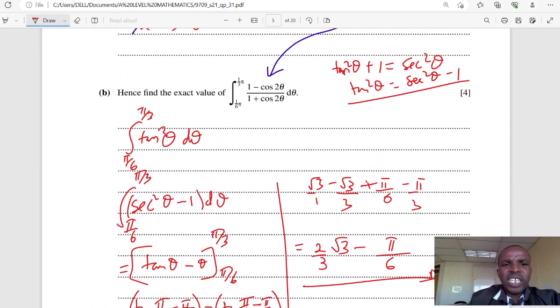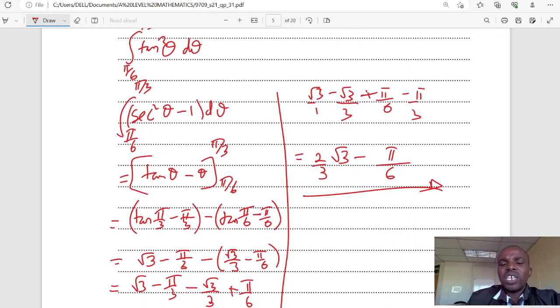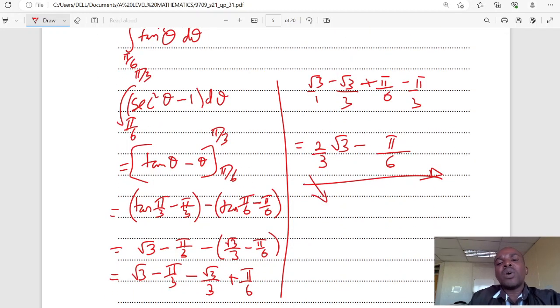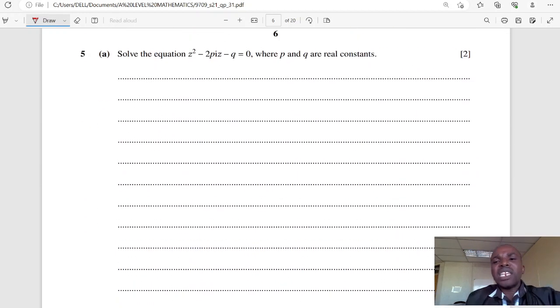Am I supposed to find the exact value? Yes, it's the exact value. You can choose to put this one under one denominator. Still, it works, right? So it will be over 6. It will be 3 into 6, true. So it will be 4 root 3 minus pi. It's still the same thing. Right. Then question number 5.